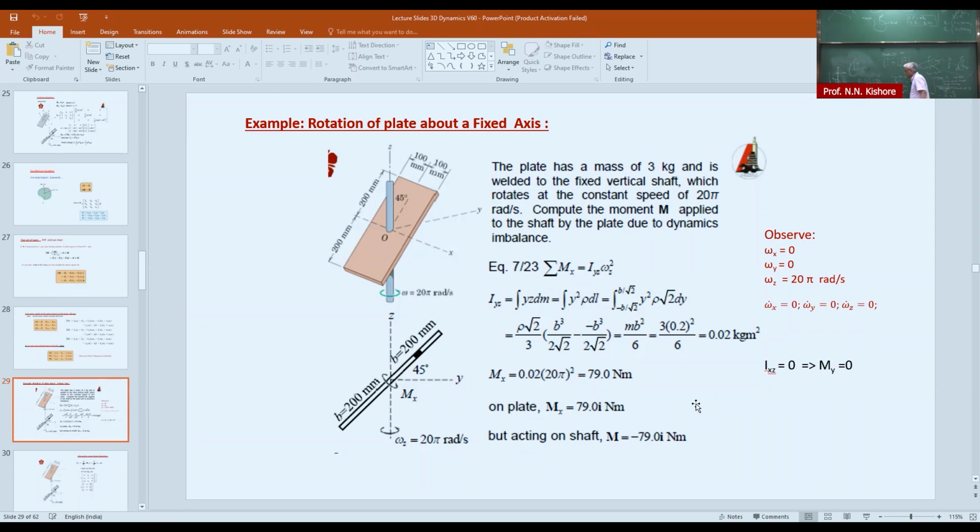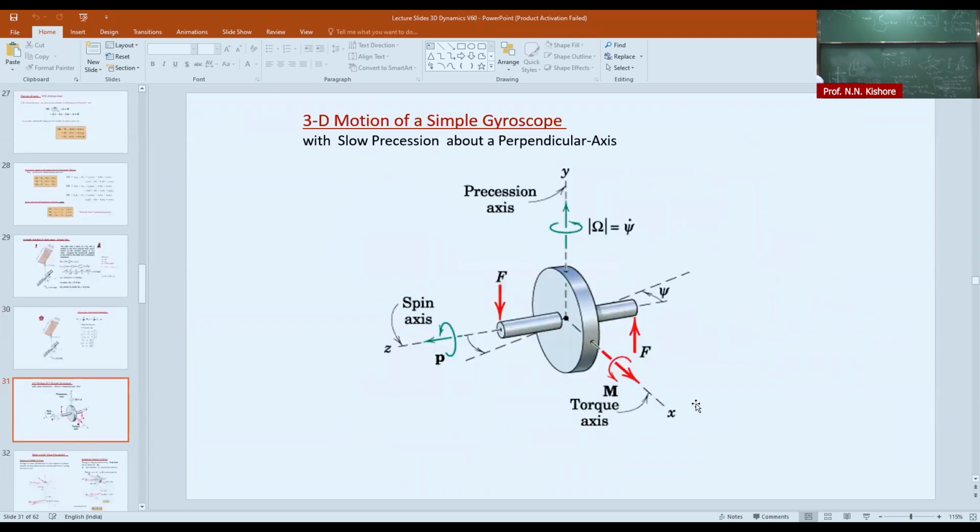Okay, so please go through this. This is using the matrix thing, and then I would like to do the gyroscope which I have shown as an example. So this I'll do tomorrow. Okay, I'll stop here.